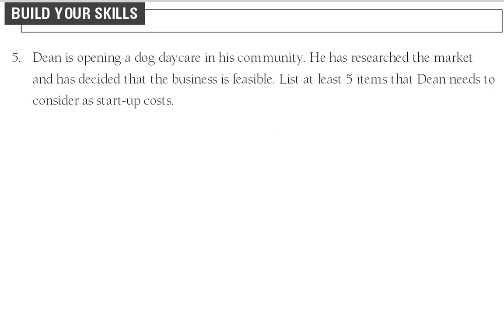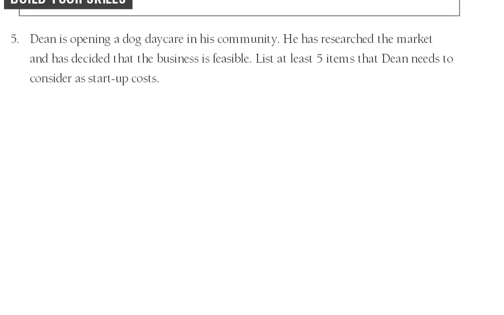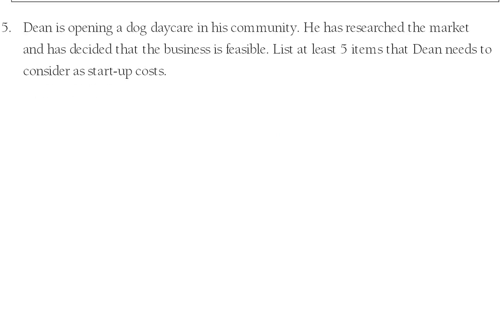How about Dean? Dean's opening a dog daycare in his community, and he's researched the market and has decided that the business is feasible. What did feasible mean again? It's possible. And not only possible, but it's positively possible for him to make money at it. Now list at least 5 items that Dean needs to consider as startup costs.